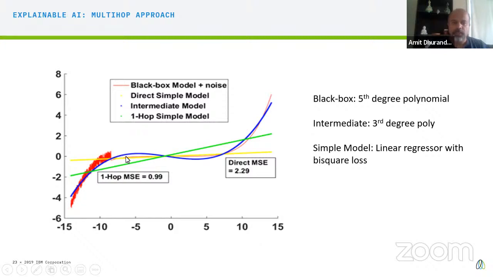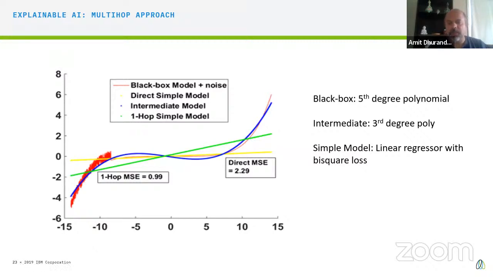So what you see here is basically just some synthetic functions. This red curve that you see with some jaggedy stuff, assume that that's your true black box model. In this case, it's a 5th degree polynomial, okay? And with some 20% noise, so that's why there are some zigzag things. But the red line is what you really want to fit as closely as possible.